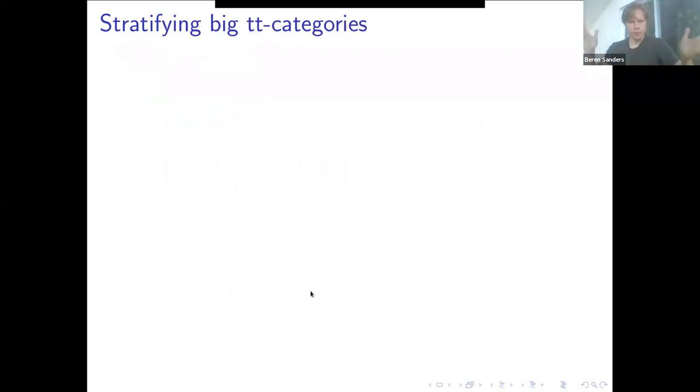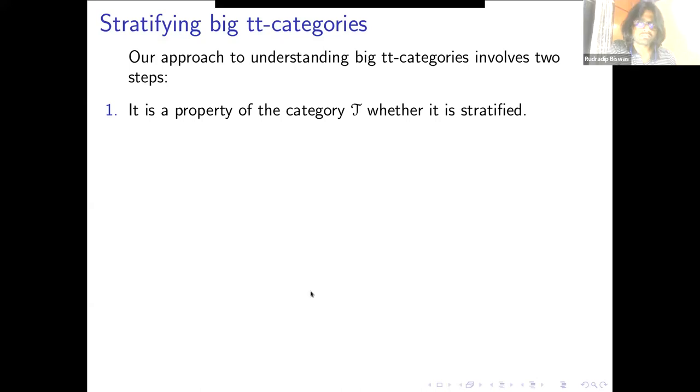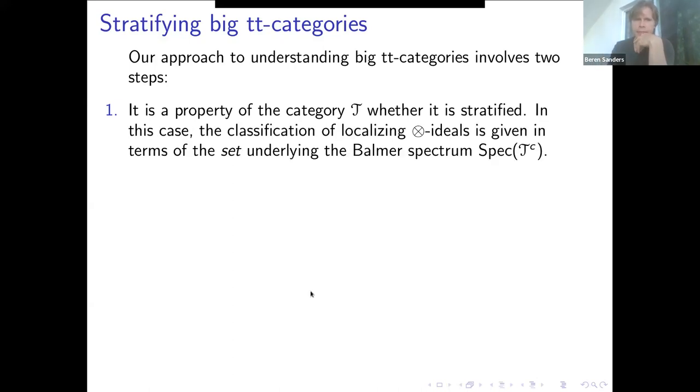And let me just summarize what I've been saying. This approach for understanding big tensor triangulated categories involves two steps. First of all, whether or not the category is stratified is a property of the category. There's no choice involved. You don't have to choose a ring, because you have this universal choice of the Balmer-Favi notion of support. And when it's stratified, we get this classification of localizing tensor ideals, which is given in terms of the set underlying the Balmer spectrum of the compact part. It's just involving the set.